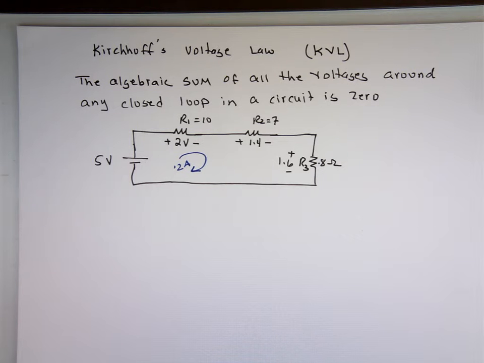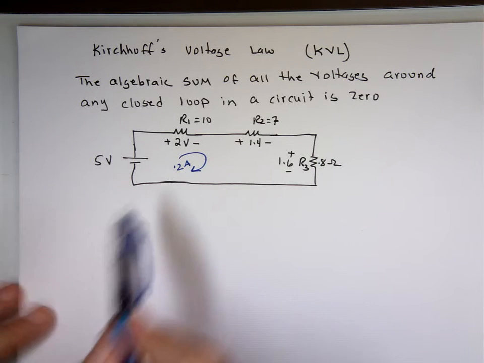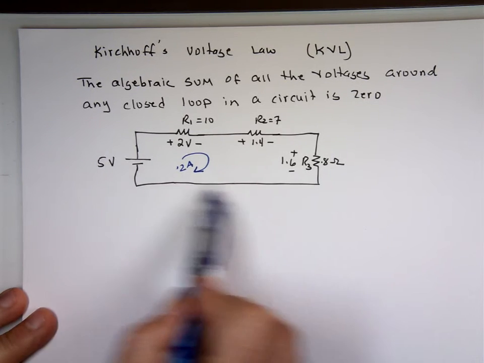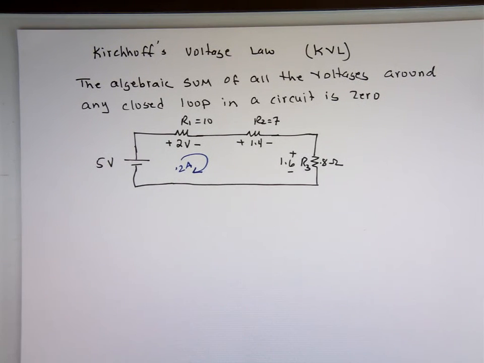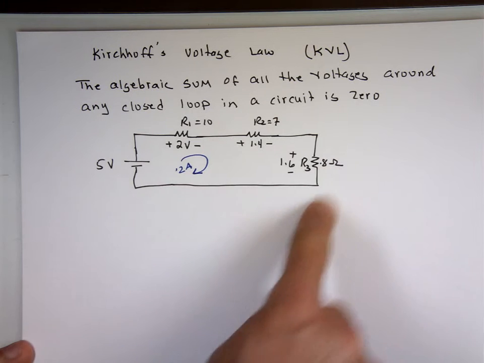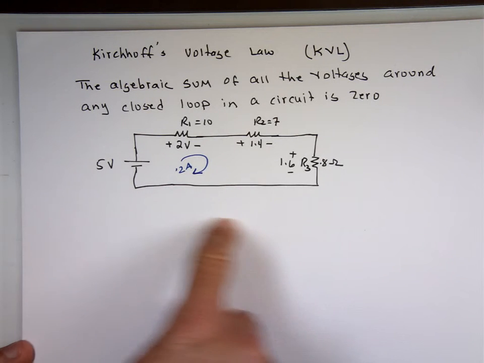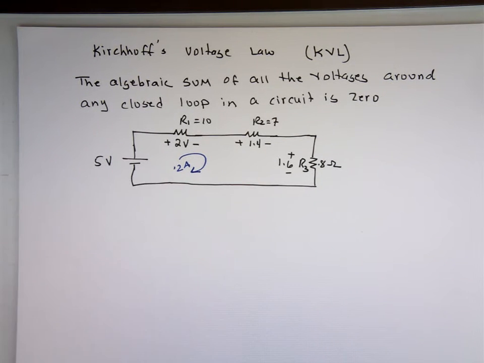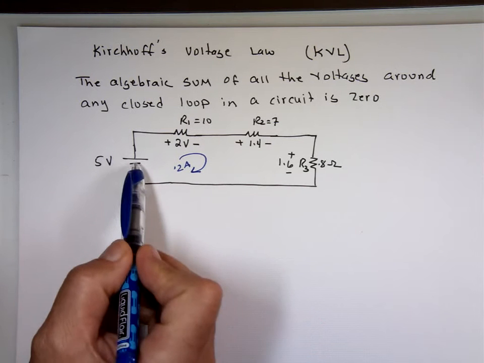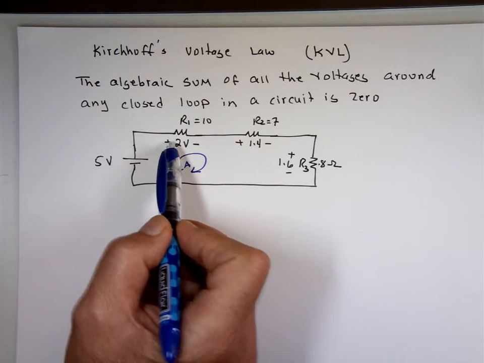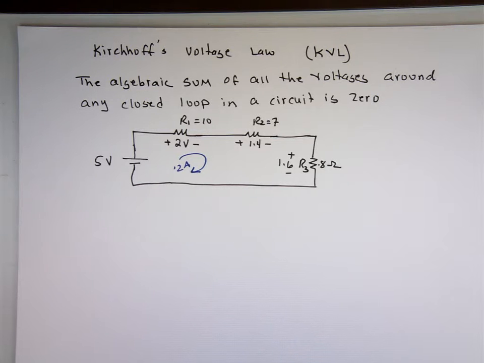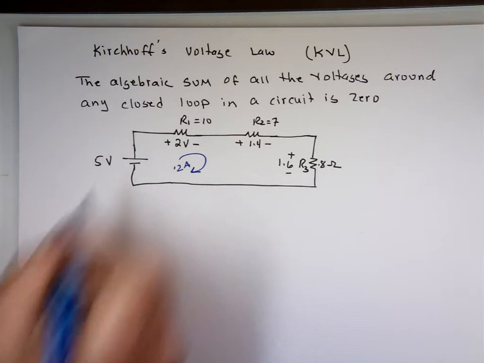Kirchhoff voltage law says if you take all the voltages in the closed loop and add them, the sum is zero. So we're going to pick a direction we're traveling. I'm going clockwise here. Notice I'm entering this one from minus to plus, and this one plus to minus. So one has to be a negative. It doesn't matter which one, so I'll make minus to plus a minus.